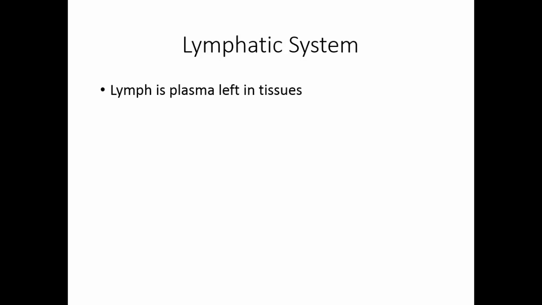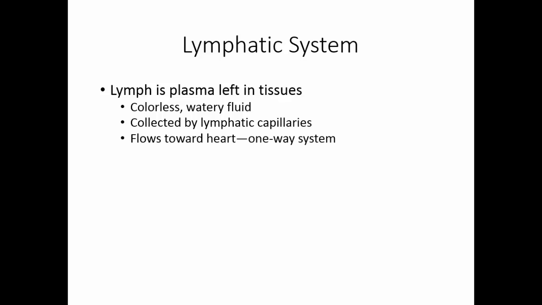You'll remember that lymph is plasma that's left in the tissues. It's colorless, it's a watery fluid, and it's collected from the tissue by the lymphatic capillaries. This is a blind-ended system so that all of the lymph flows toward the heart. It's a one-way system. Along the way, the lymph goes through the lymph nodes. The lymph nodes filter the lymph. Since this fluid has just washed through the tissues, it's likely to have any kind of abnormal material in it. The lymph nodes then are looking for anything abnormal.